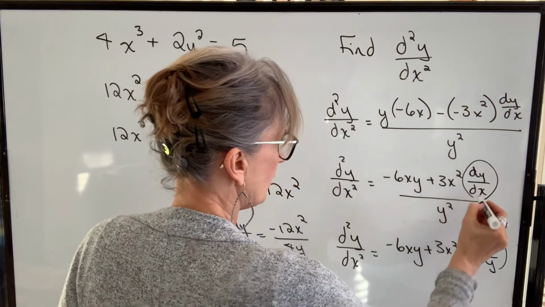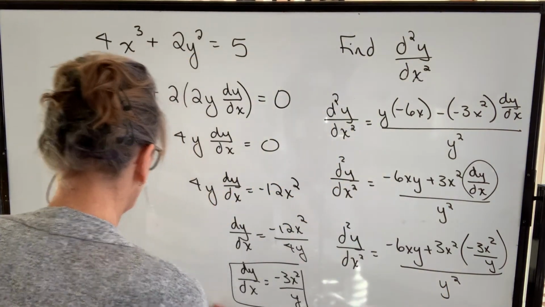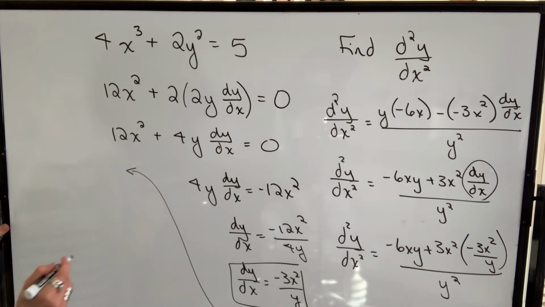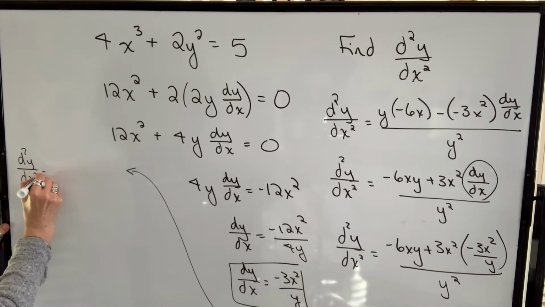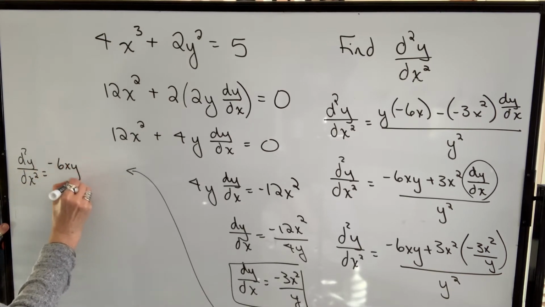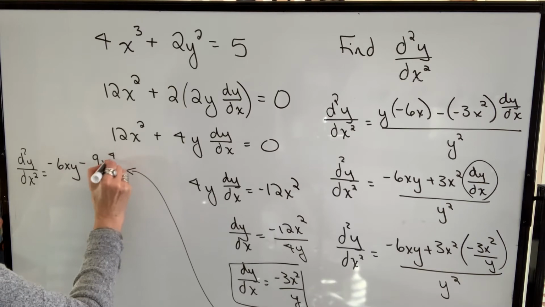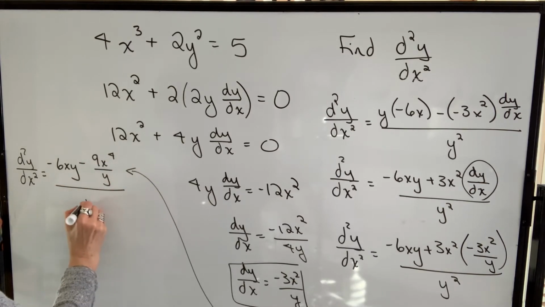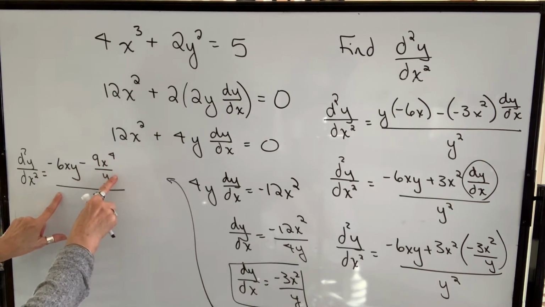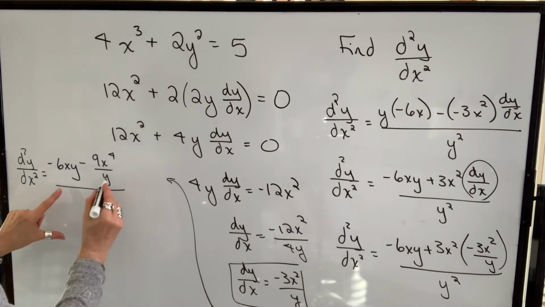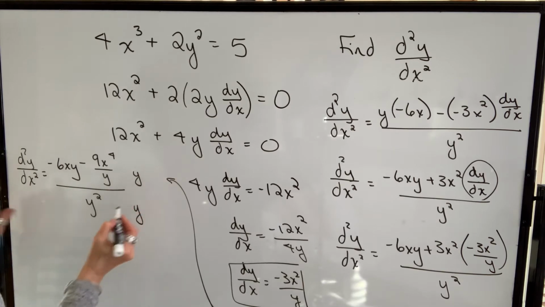So I'm just replacing dy dx with this. Let's clean that up. We're still not done because we have a fraction in our numerator and this isn't considered simplified. So what we're going to do is multiply numerator and denominator by y, and that will take care of that problem.